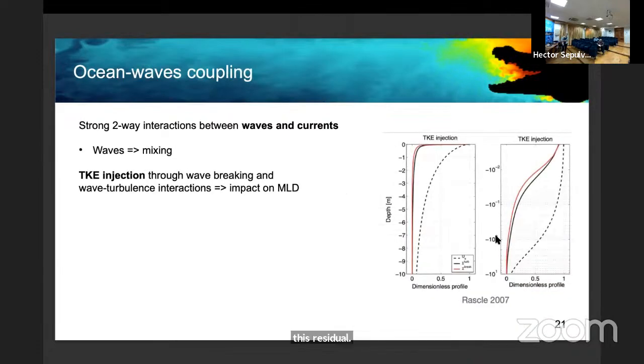Then there is mixing injection due to wave breaking and wave turbulence interactions. Here is a dimensionless profile of the kinetic energy injection that is due to breaking in red, and in black the wave current and turbulence interaction, the wave turbulence interaction. And this is the same but in a log scale. So this has an impact on the mixing, then on the mixed layer depth, for instance, or on biological tracers in general.